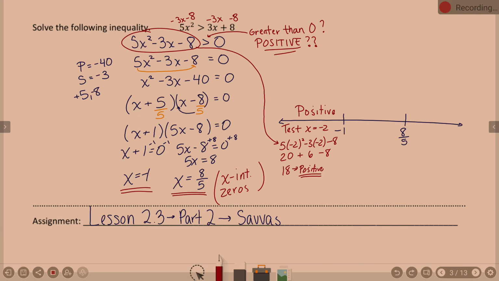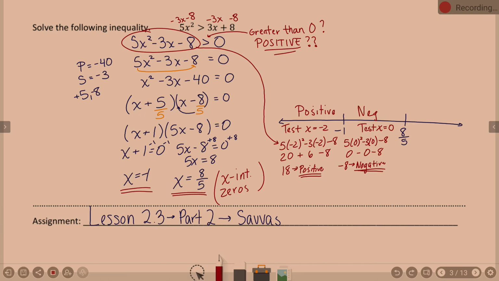What about between negative 1 and 8/5? Between a negative and a positive, 0 sounds excellent, doesn't it? 5 times 0 squared minus 3 times 0 minus 8. That's negative 8, which is negative. So this is a negative interval.